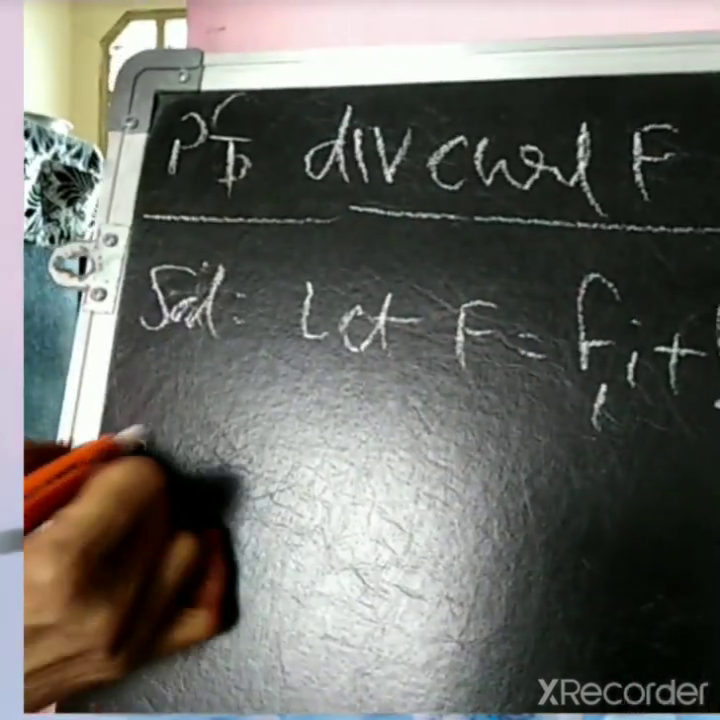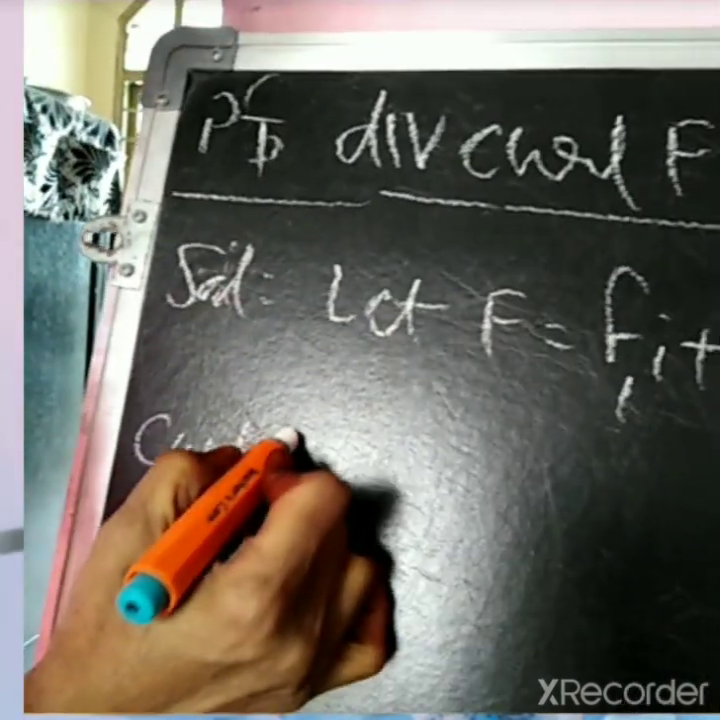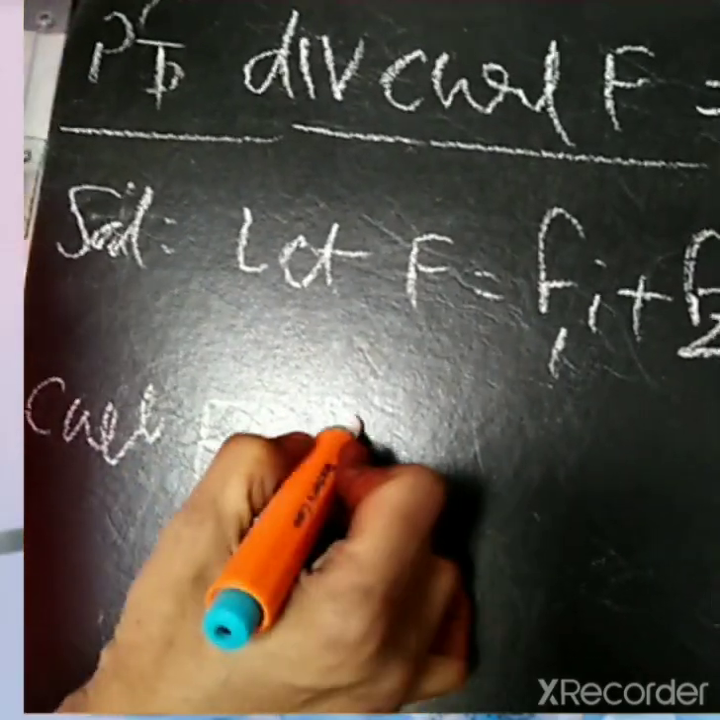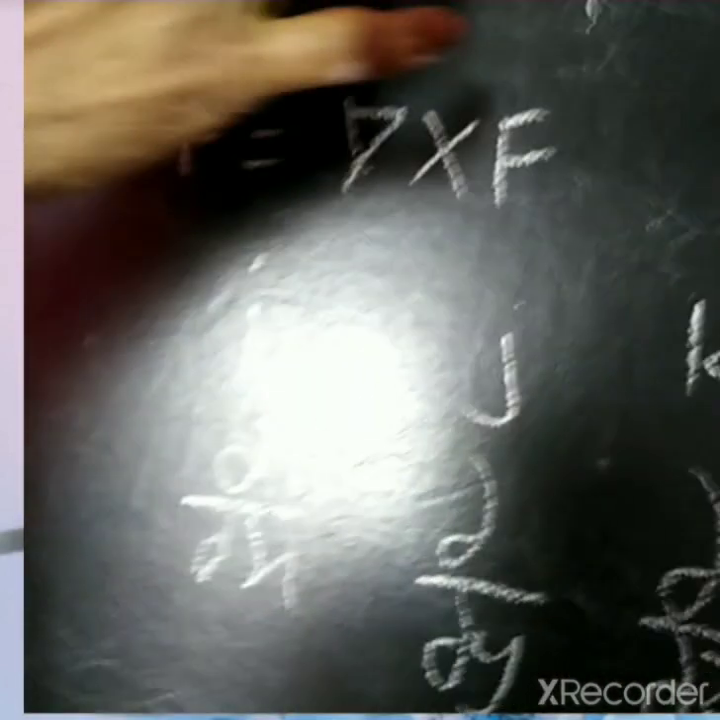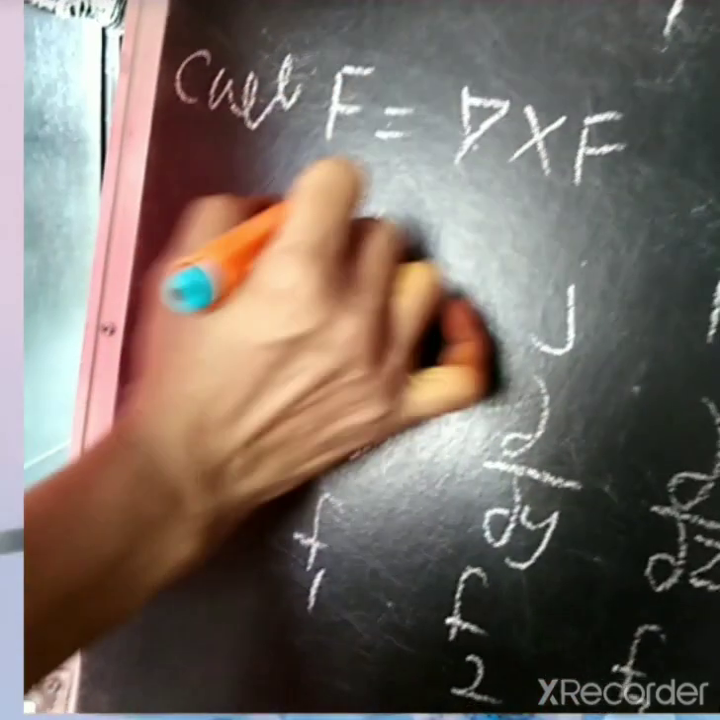First we find out curl. So curl f is equal to del cross f. So del cross f is equal to the determinant with i, j, k, dou by dou x, dou by dou y, dou by dou z, and here f is equal to f1, f2, f3. So f1, f2, f3 like this.